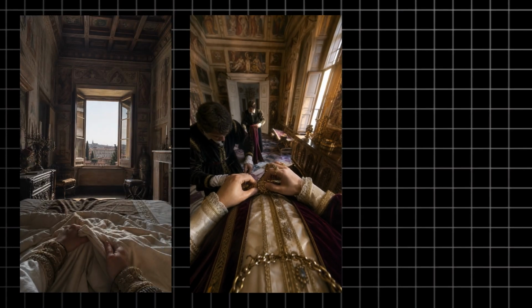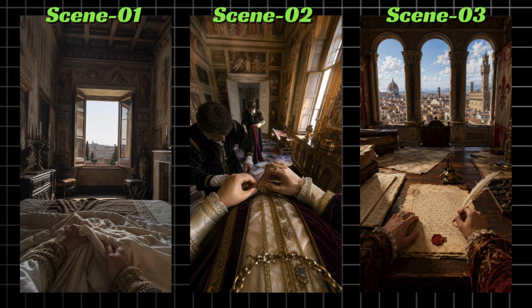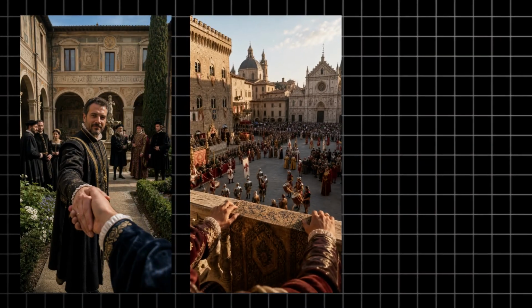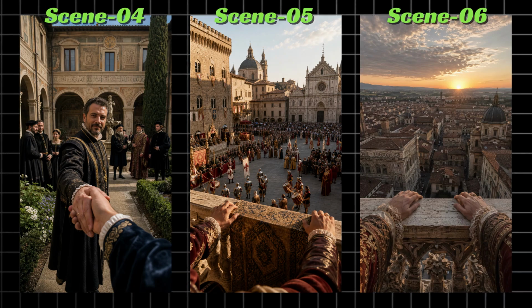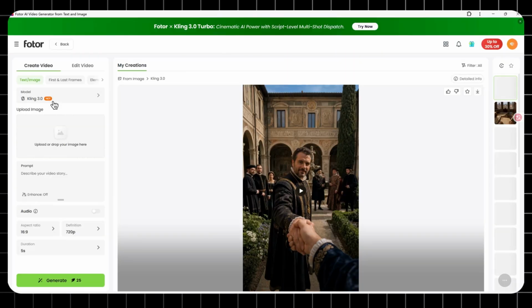Then repeat this for all 6 scenes. You'll have a complete set of images that tell one continuous historical story. Once all 6 images are ready, it's time to animate them. Head to Fotor's AI video generator.